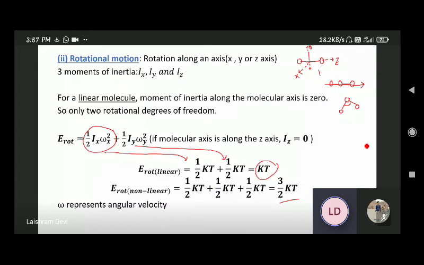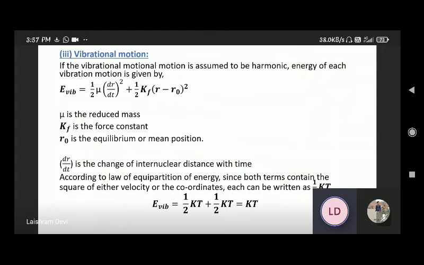So now we have discussed the first two types of motion. Rotational हो गया, translational हो गया, right? The third one is your vibrational motion. ठीक है? Vibrational contribution कितनी होगी ये देखते हैं. So when we talk about vibrational, the first thing is how to write down the energy expression.